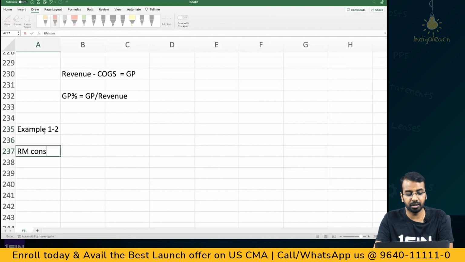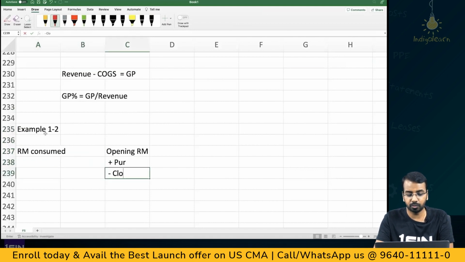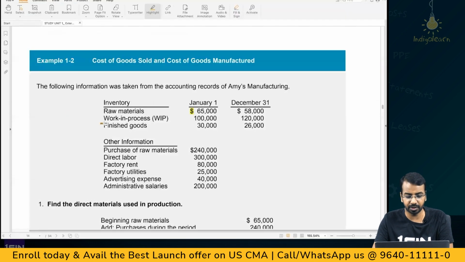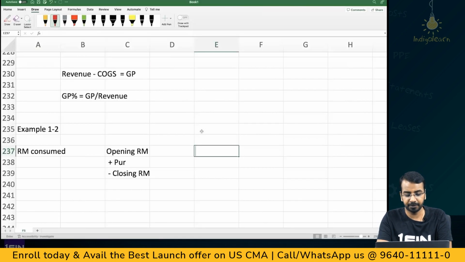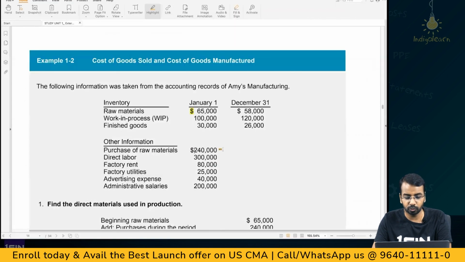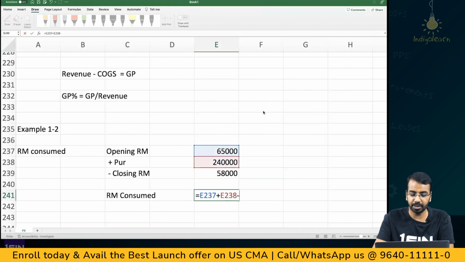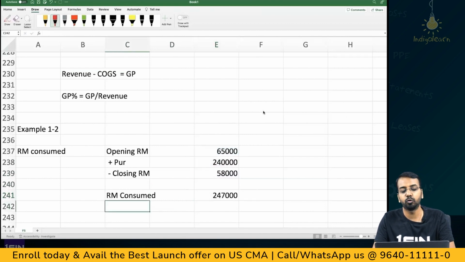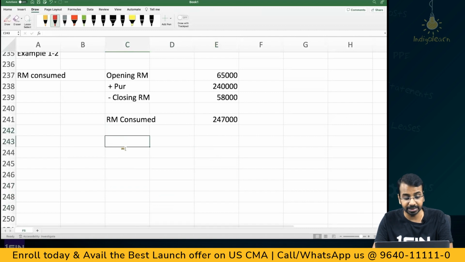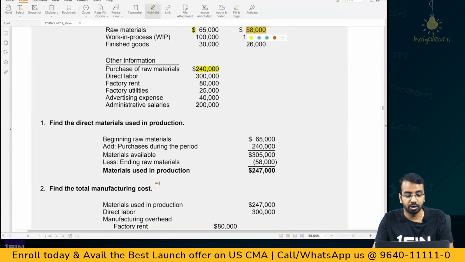First, raw material consumed. Raw material consumed is opening RM plus purchases minus closing RM. Raw material 65,000. How much did we purchase? 240. What is the closing raw material? 58,000. RM consumed is beginning plus purchases minus closing, which is 247,000. Then total manufacturing cost.